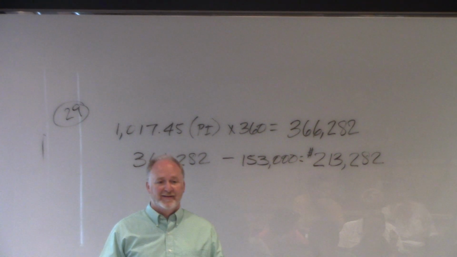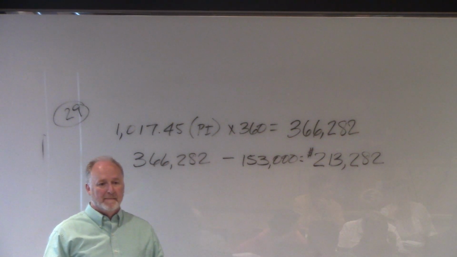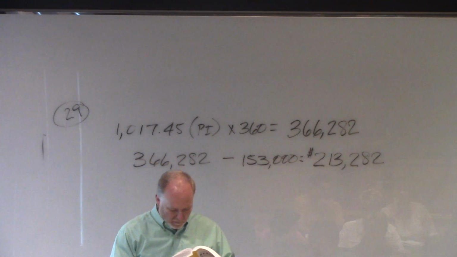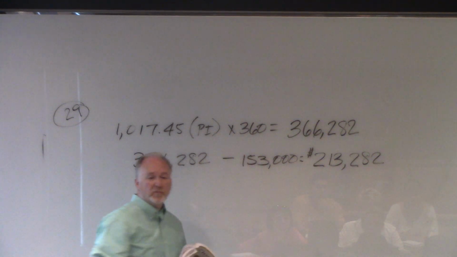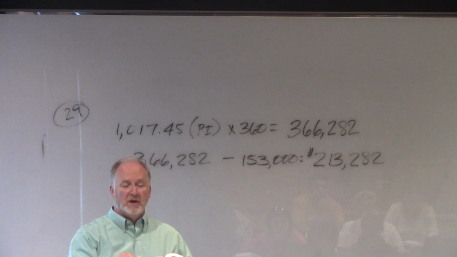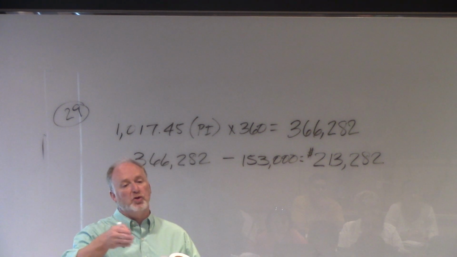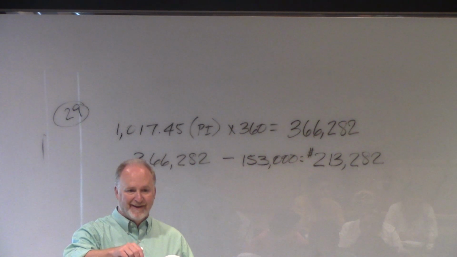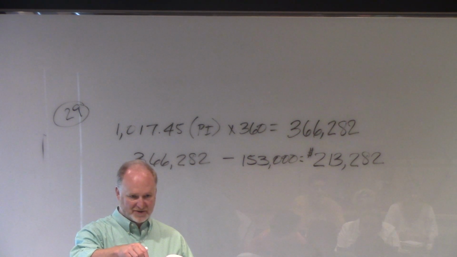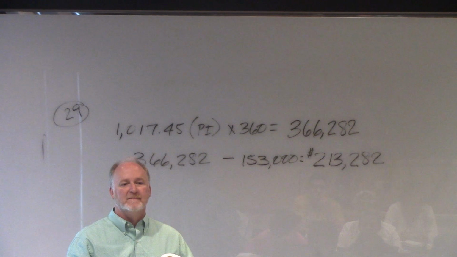I still don't, this is probably a dumb question, but I still don't understand how we got 360. This number right here? Yeah. Okay. It's a 30-year loan, right? And how often do you make your payments? Every month. How many months are there in a year? 12 months times 30 years is 360.